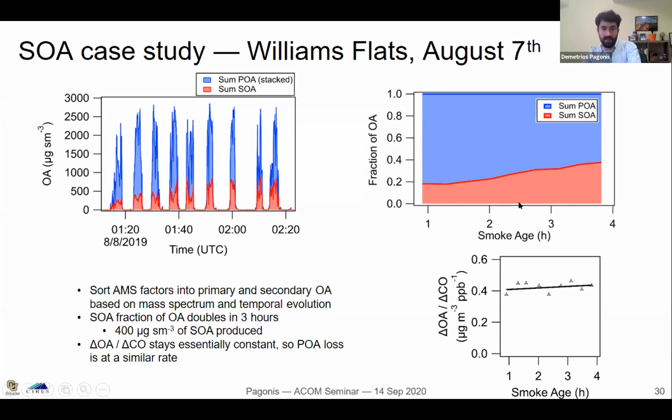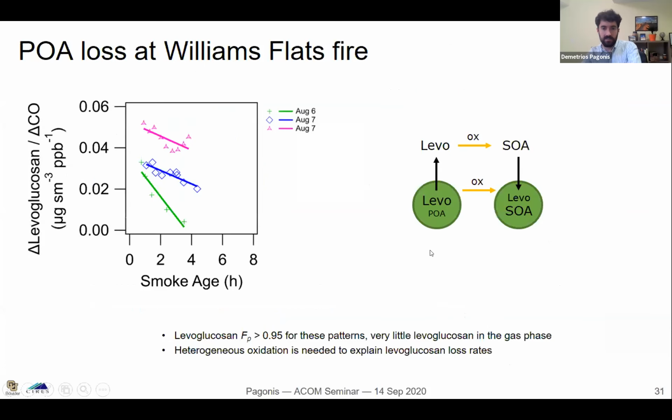Now we'd like to say that this completes the story, but there is a bit more complexity here on the POA side that we're very much still working on understanding. And so here I'm bringing back the evolution of levoglucosan in each of these plumes for the 3 flights where we were sampling with positive ion polarity.